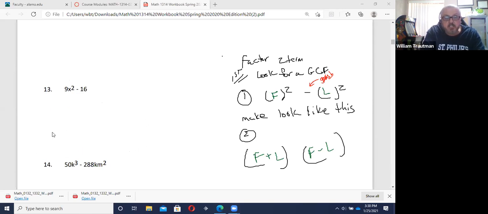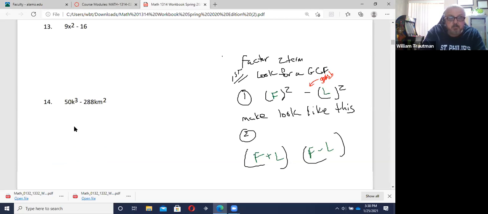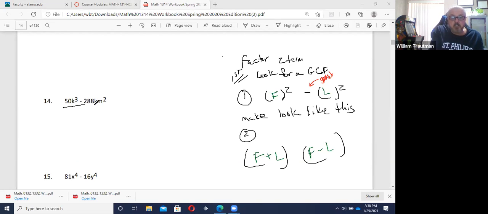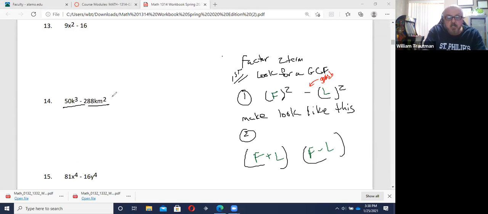All right, 14 is also two terms. I'm counting the terms and I see 1, 2. Step number 1, look for a GCF. What can factor out of 50 and 288? Boy, that's a big number. Well, 50 and 288, they're both even. So I know that 2 factors out of there.